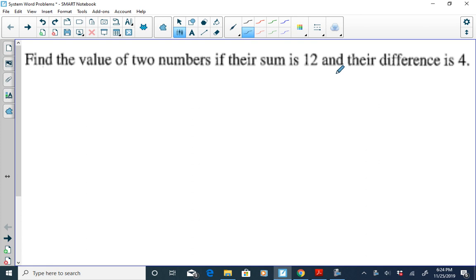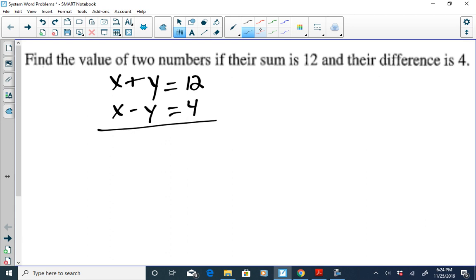So we want to write two equations that represent this situation, and we see that the word sum means addition. So if we want to find the value of two numbers that have a sum of 12, I write an equation that says that, right? So we start with x plus y is equal to 12, x being one number, y being the second number. Their sum has to be equal to 12. Their difference is 4, right? Differences subtract. So x minus y has to be equal to 4. So there's your system.